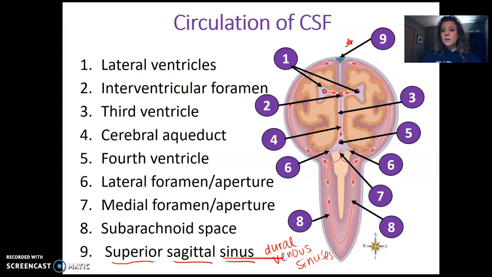And then there are two others. But what these spaces do is they collect or pool blood from the veins, and it's in this blood that circulated cerebral spinal fluid is going to enter and then get dumped into the venous blood supply and get circulated throughout the body again. So the dural venous sinus is just a space in between the two layers that form the dura mater, and it's filled with venous blood.